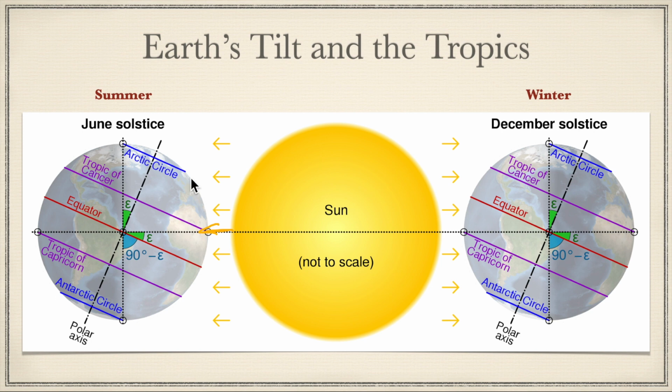You'll never get at where we live here. You'll never get the sun coming in at a perfect 90-degree angle. So that's the summer solstice.